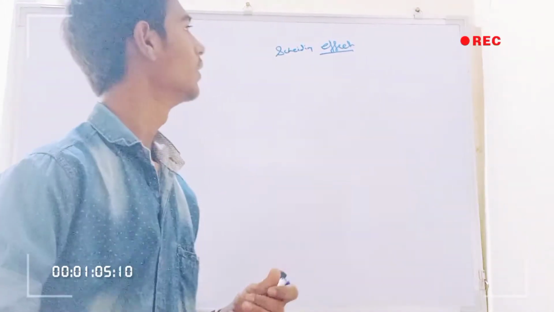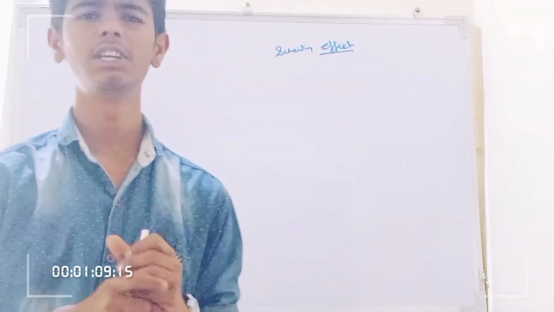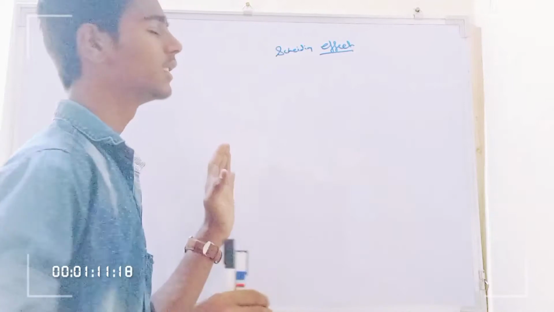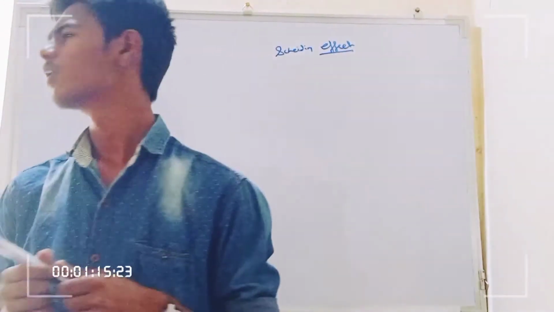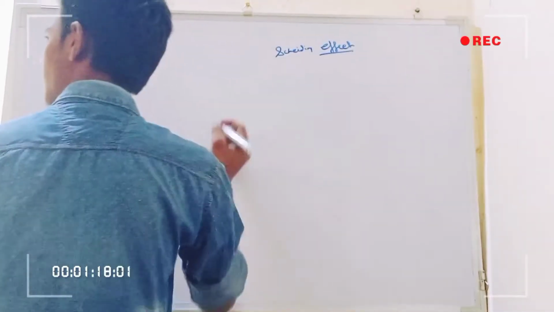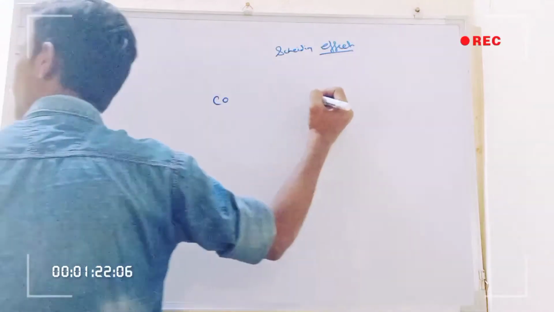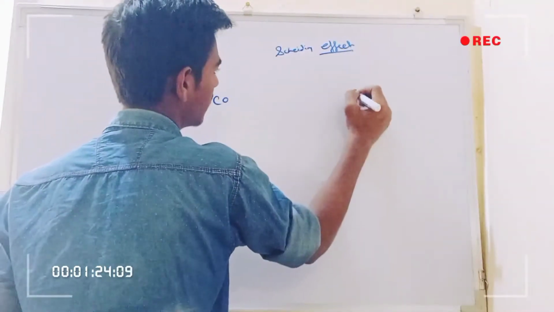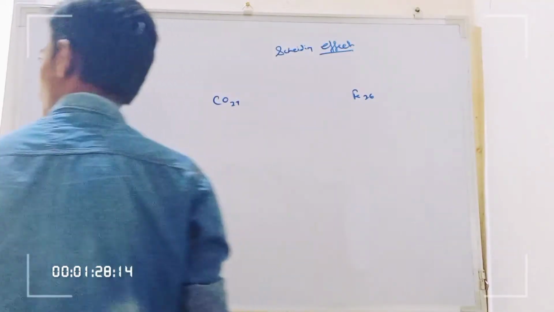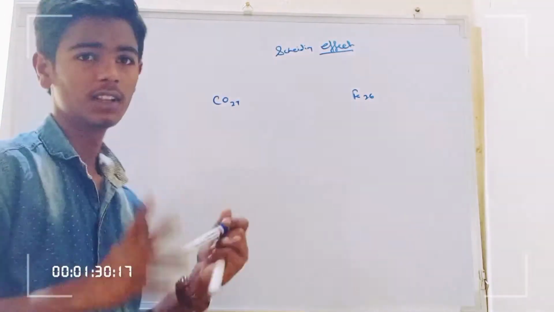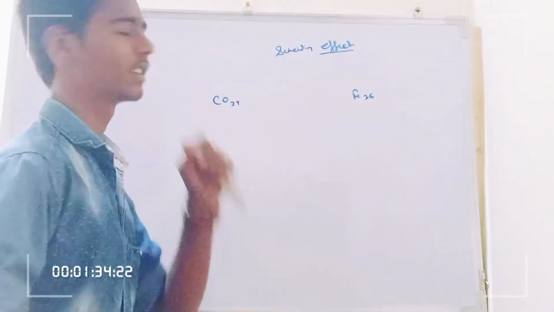Hence, for our study we will take two elements in the d block to understand the shielding effect. We will take here ferrous, that is Fe 26, and cobalt, which has Co 27. With the help of these two examples, we will study the effect.